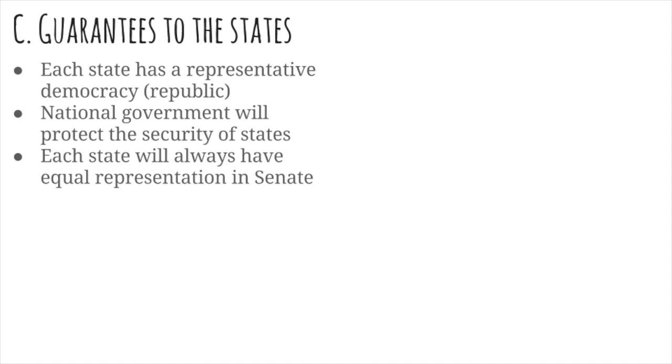A couple more constitutional issues. The Constitution guarantees to the states that the national government will ensure that they have a representative democracy, a republic. So the governor of Missouri, for example, can't set himself up as a dictator. The national government promised the people of Missouri that they would make sure that we continue to have a republic. The national government also has promised it will protect the security of the states from invasion and rebellion and whatnot. And the national government has also promised that each state will always have equal representation in the Senate.